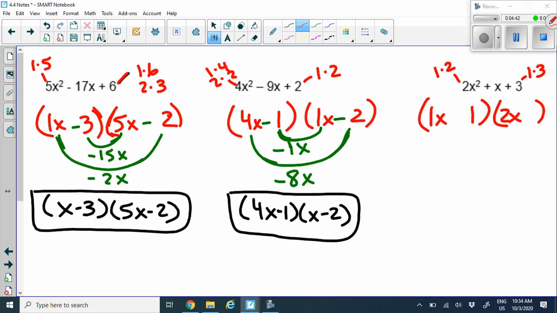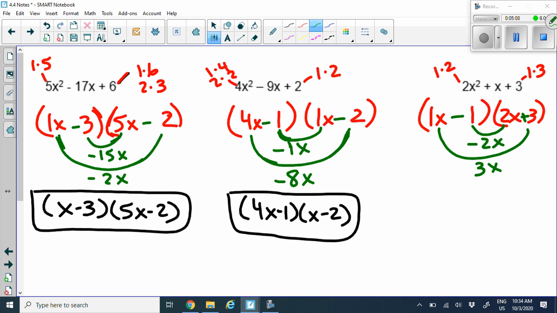So then I have 1 and 3. Multiply the inner, I get 2x. Multiply the outer, I get 3x. Okay? So here, if I added or subtracted, could I get an x? Yeah, I can. So what happens here is that my 2x has to be negative, right? So because of that, we're going to have a negative here, and then the other one's going to be positive.